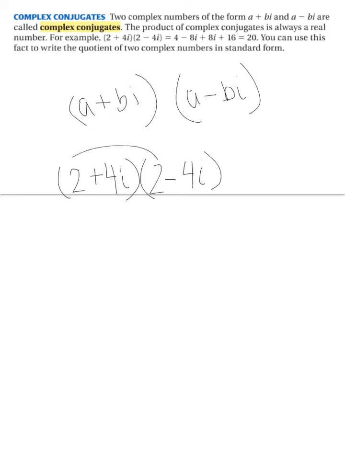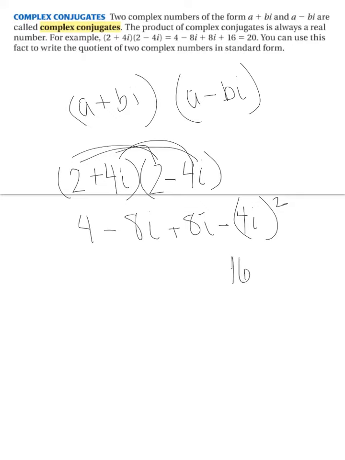And we just FOIL like normal, so we'll get 4 minus 8i plus 8i minus 4i squared. And we remember that 4 squared is 16 and i squared is a negative 1. And then our 8i and negative 8i cancel. So we're left with 4 minus 16 times negative 1, which is 4 plus 16, which is 20.